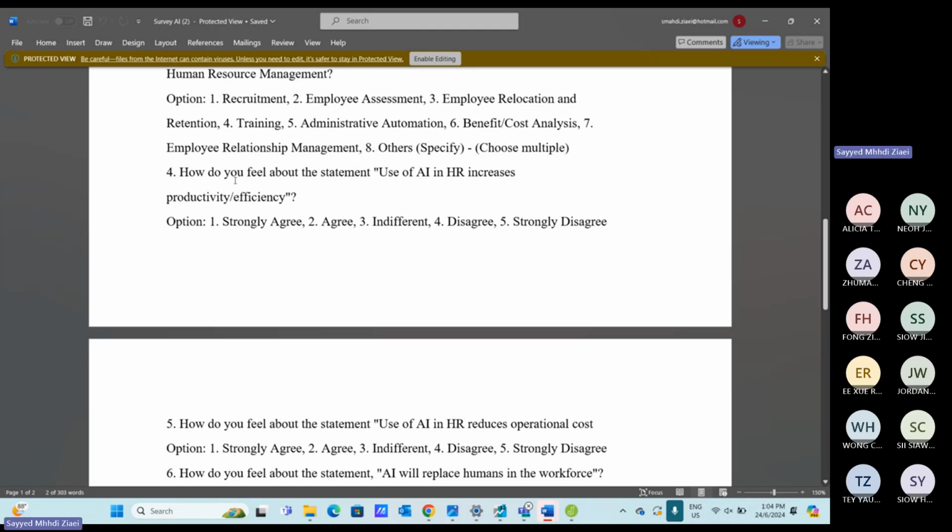Question 4, how do you feel about the statement, use of AI in HR increases productivity, efficiency? Option 1, strongly agree. 2, agree. 3, indifference. 4, disagree. 5, strongly disagree. So it's based on the Likert scale. You have 5 options in one question, strongly agree to strongly disagree.